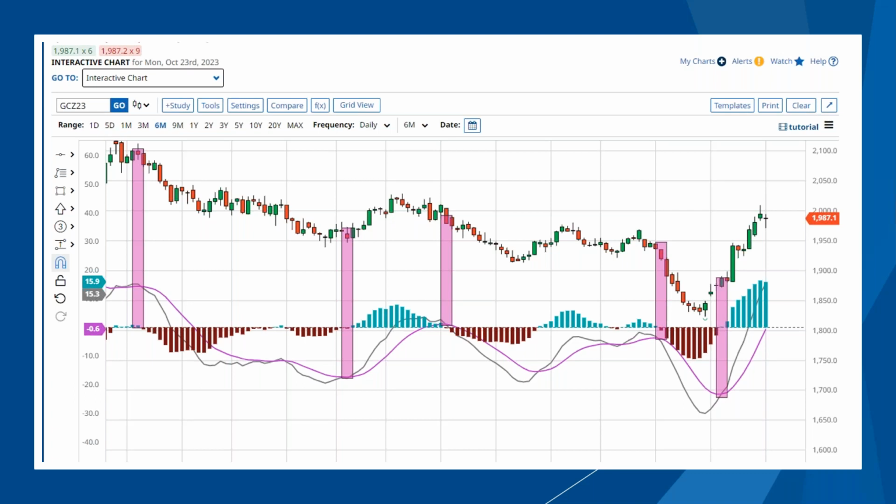Now, some people might ask me, why do you use MACDs and not, let's say, stochastics or RSIs, which are also momentum indicators as well?